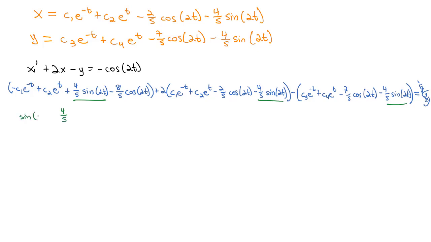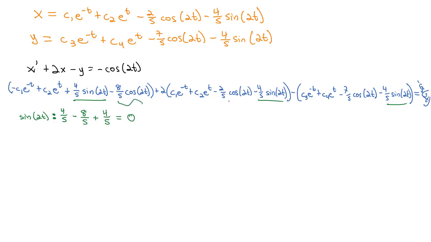Just right here, we're doing the sines of 2t and all the coefficients. A 4/5. When we distribute 2 through, we have negative 2 times 4, which is 8/5 on the sine. And distributing the negative through, we end up with positive 4/5 on the sine. 4/5 minus 8/5 plus 4/5 is 0. Notice on the right side of the equal sign, there are 0 of the sine of 2t functions.